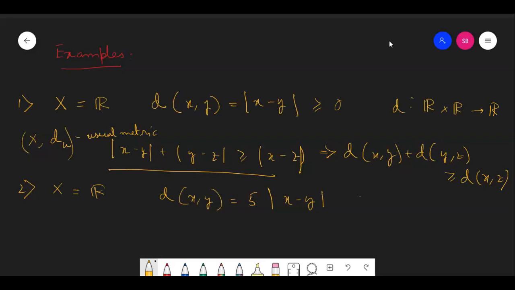You can take any constant multiple, 5 is nothing special here. You can take 10, 15 or anything. Okay, so it's fine. Now let us go to our next example.